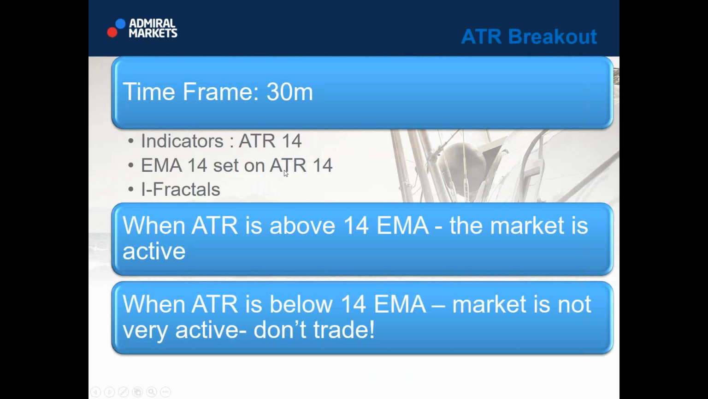Next one is ATR Breakout. Okay, now pay attention to this. Time frame 30 minute, indicators ATR 14, that is crisscross with EMA on the same window. I will show you how to do that. Also, this fractals indicator, if you don't have it, you simply need to email me. I will send it to you. When ATR is above the 14 EMA, the market is active. When ATR is below the 14 EMA, the market is not very active, so don't trade.